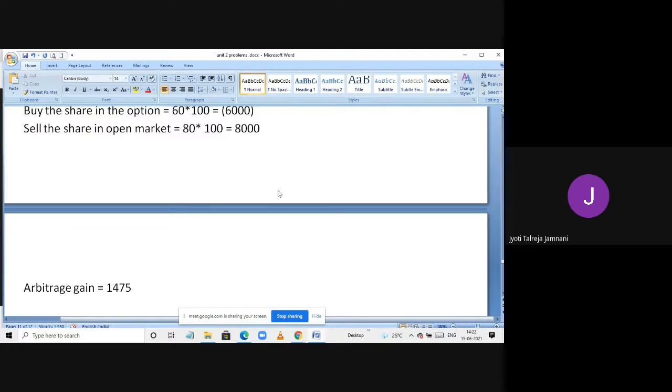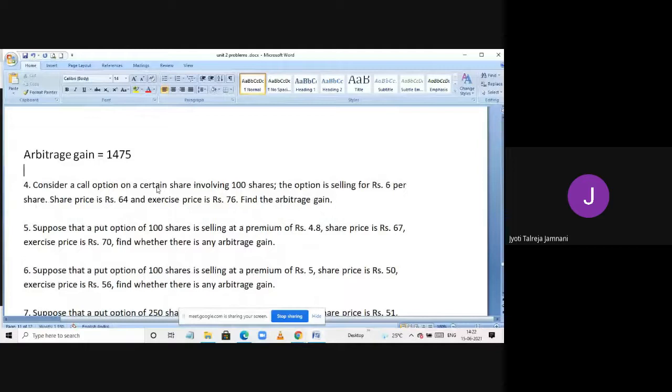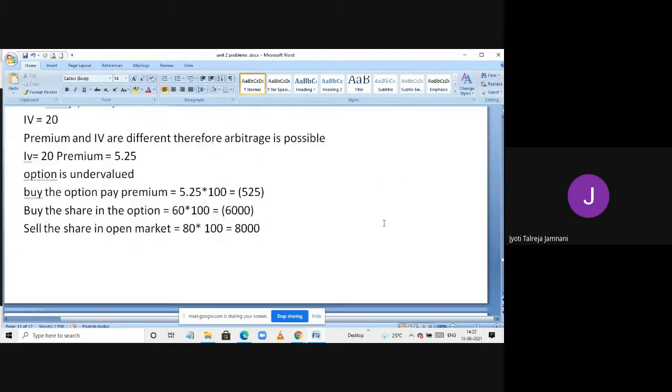Okay, so this is how you have to calculate. Now the next problem I have told you to try, but don't do it. I'll do it because this problem is overvalued. So if you want, you can try. Remember, if it is overvalued, we sell the option. So I'll tell you what will be the change. Instead of buy the option, this will become sell. You will sell the option to somebody else, you will receive premium.